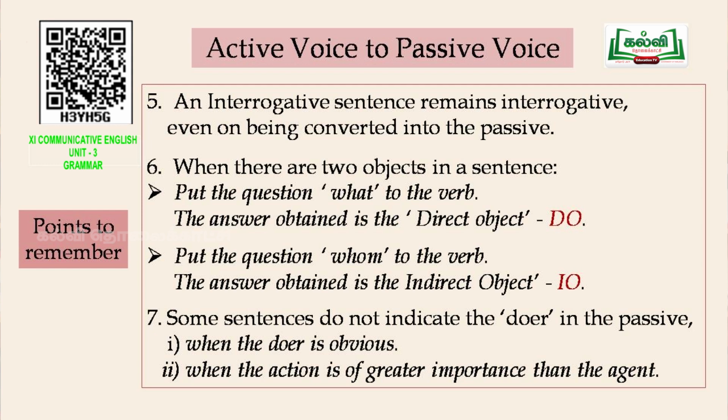Now when we talk about simple present, the structure of the verb in the passive is of this form: is or are or am plus past participle of the verb. Remember, be plus past participle. So is, was, are, were, am, all these are be forms of verbs.